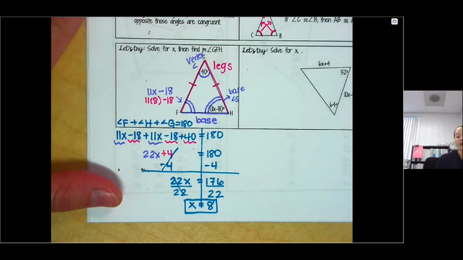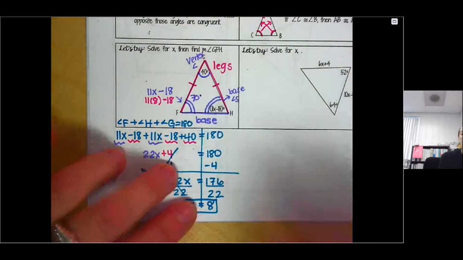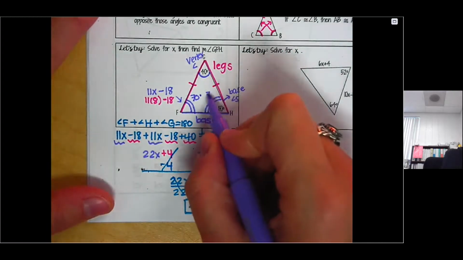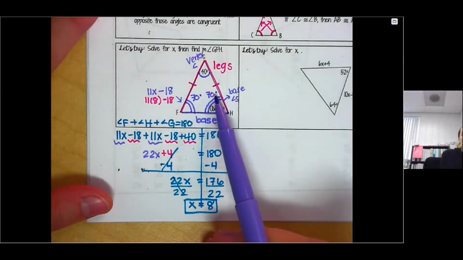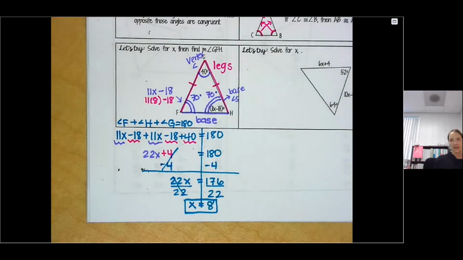What do you get for angle F? 70 degrees. Without doing any math, what does that mean angle H has to be? 70 degrees. And I can check my work. 70 plus 70 is 140. 140 plus 40 is 180. We're good. We did it right.